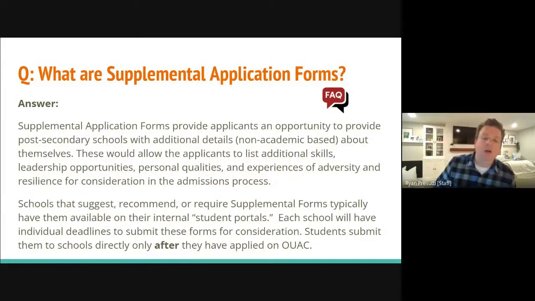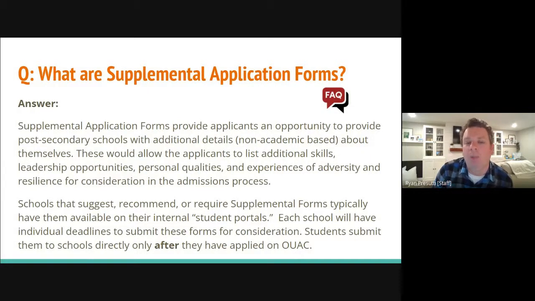Another question we get very frequently is, what are supplemental application forms? Supplemental application forms allow the applicant to provide other data that is not just the transcript that we send off. Because without the supplemental forms, all the schools will honestly see are all the grade 11 marks and all the grade 12 marks. So it's an opportunity to fill in a supplemental form to give the school other considerations. Maybe there's some tragedy that has happened in the student's life, and they have had to overcome that adversity, and they have really been committed to their studies because of something they've experienced in their personal life.